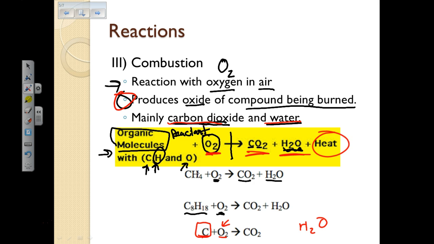Yeah, it releases heat, but we're not worried about that yet. Okay, so that is combustion reactions.